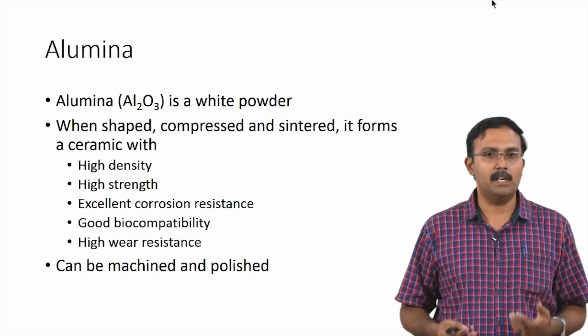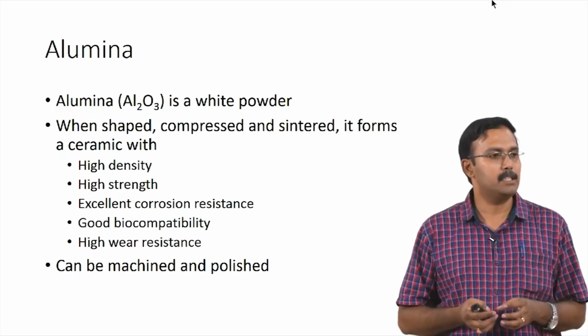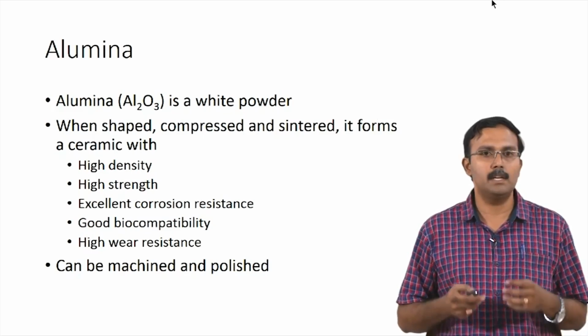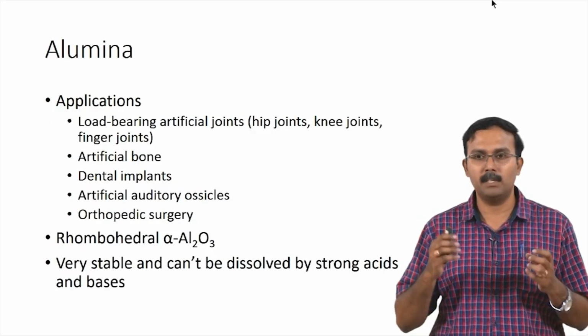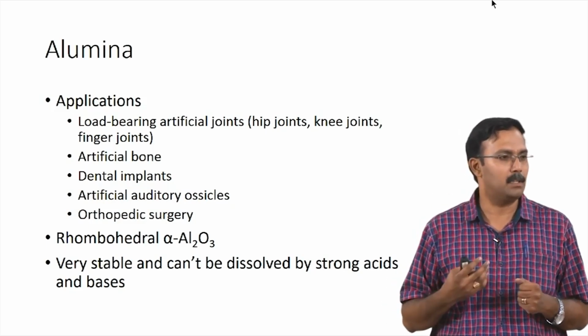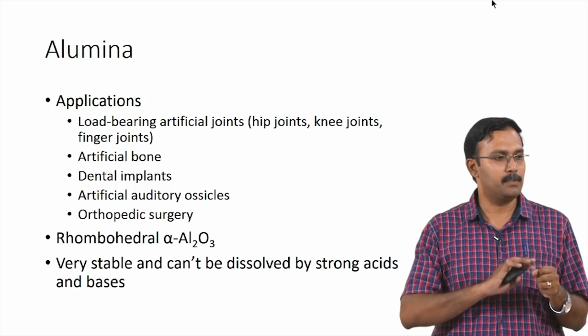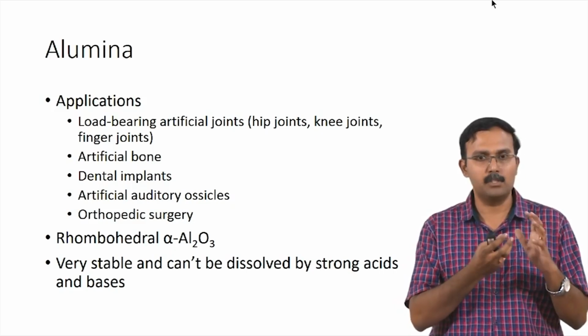It also has high water resistance. It can be machined and polished. Because of this reason, it is used in the hip joints. So, if you remember some of the images I had shown of the hip joints when we talked about introduction, I would have shown some coating of ceramic on top in the ball and socket joints.